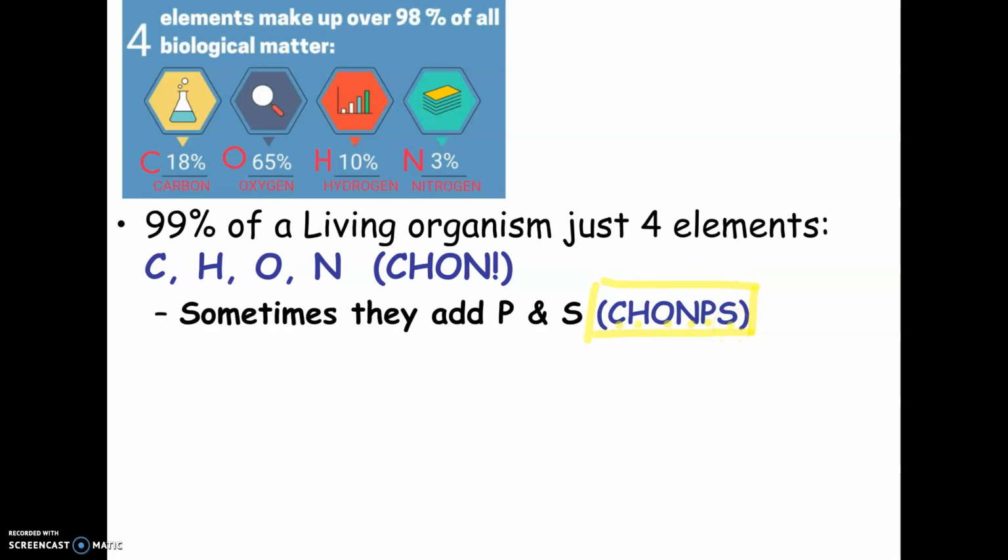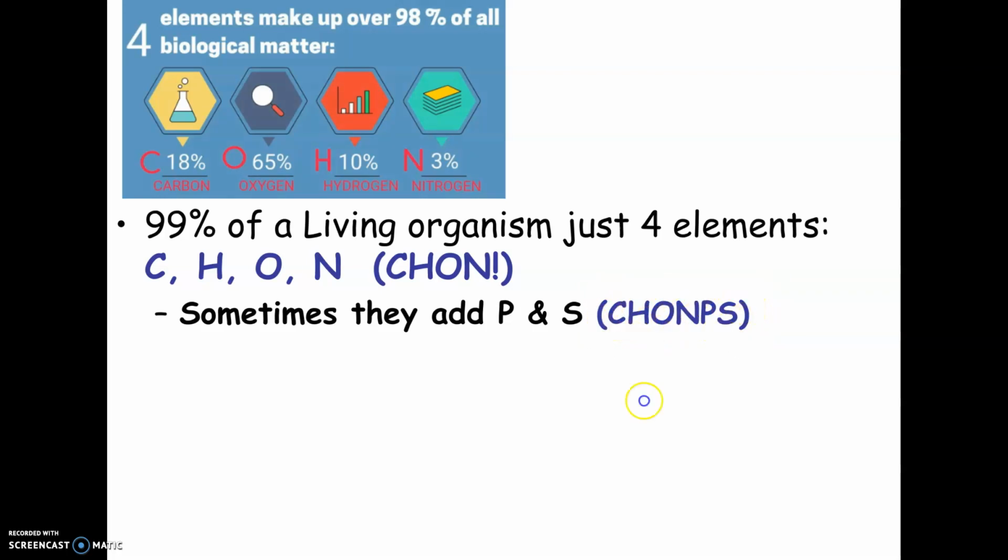phosphorus, sulfur. Why those? Because remember, what are we mostly made of? Water. We're like 60 to 70% water. That's hydrogen and oxygen right there. And then carbohydrates, proteins, lipids, and nucleic acids, DNA and RNA, contain also hydrogen and oxygen, but carbon, nitrogen, phosphorus, and sulfur. So these are the elements that compose us.